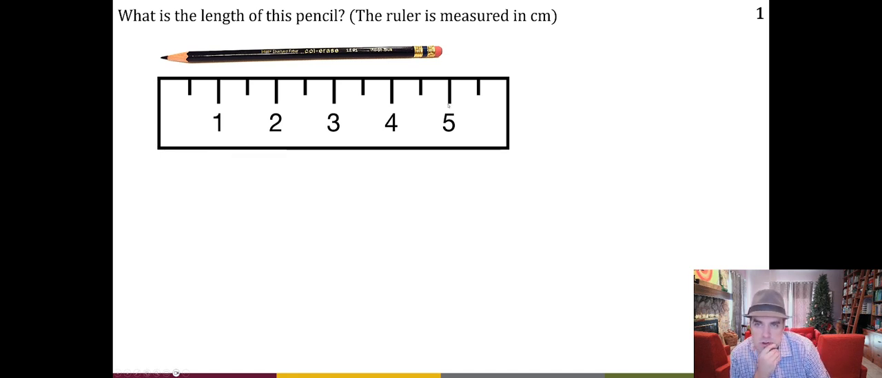So here I have this pencil, and I want to know what the length of this pencil is going to be. And I have this ruler here that's measured in centimeters. So here we have half a centimeter, 1 centimeter, 1.5, and so on. And I want to measure what this length is going to be. So we look here, we can kind of estimate that maybe it's like 4.8 centimeters or so. But then what's the accuracy in that measurement?